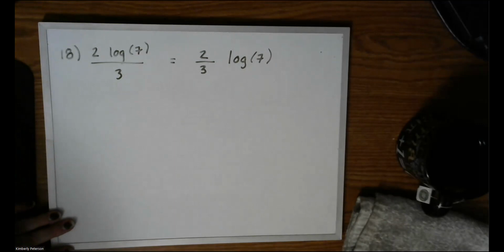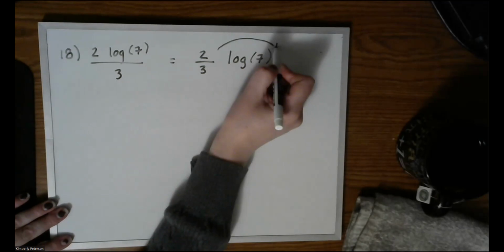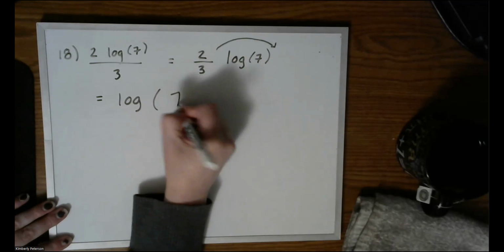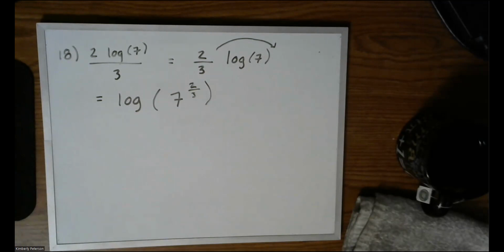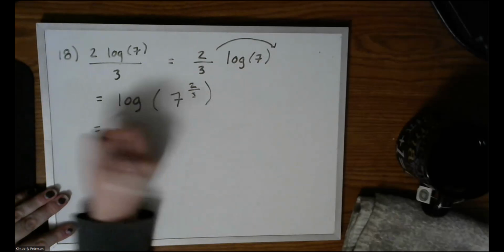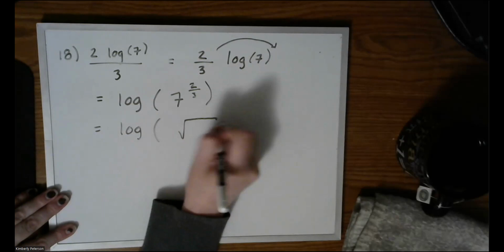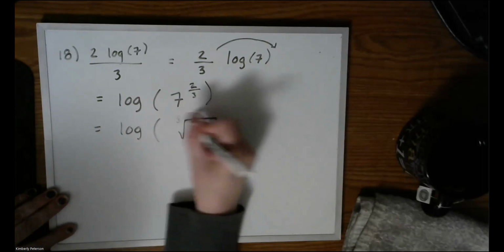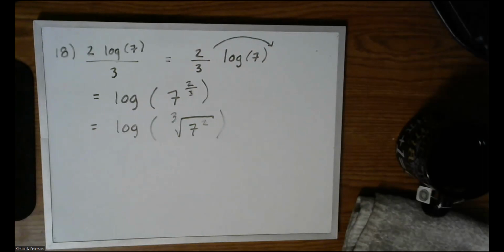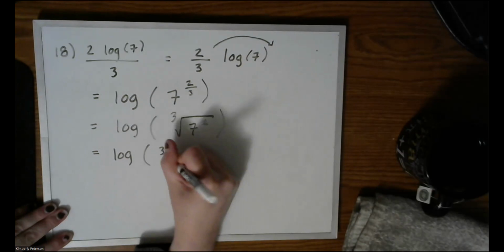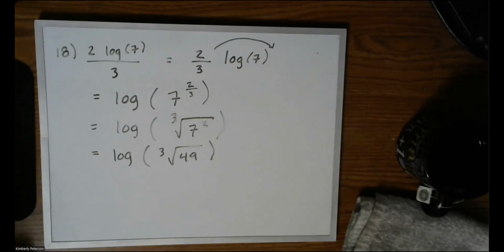Now what you can do is use your power rule and bring that up here as an exponent. So log 7 to the 2/3. And then for practice, let's write this as a root. So log, and then the root would be 7 on the inside, and then 3 on the outside, and then square it. And finally, if we simplify it one more step, we would have log cubed root of 49. Are there any questions with number 18?